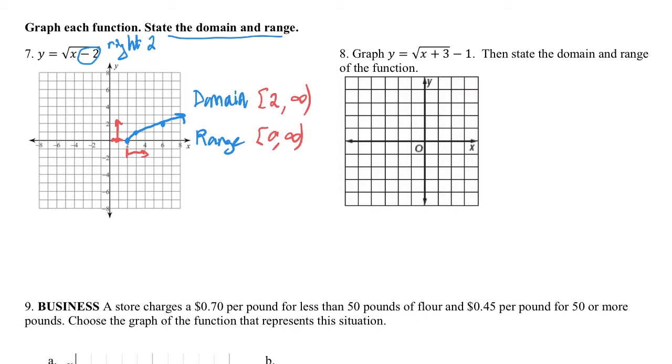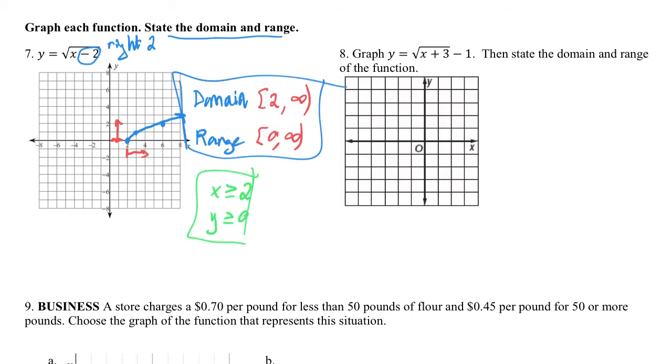The other way, the domain would be x is bigger or equal to 2. So then the range would be y is bigger than or equal to 0. So both of these are good ways to write it. You can write it like this. You can write it like that. They both say the same thing.